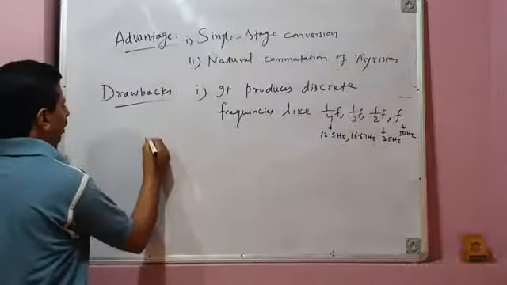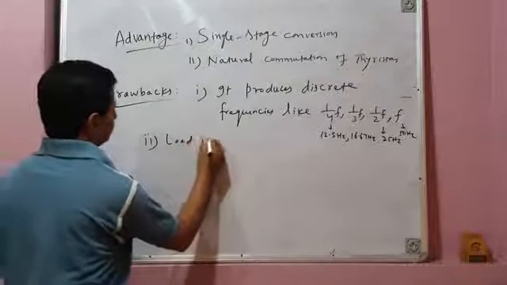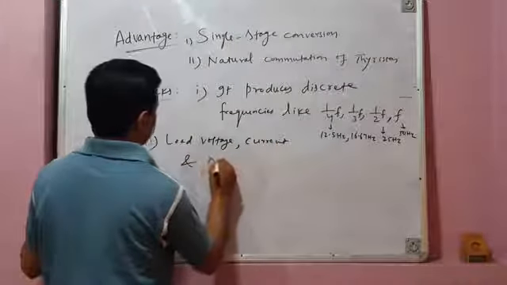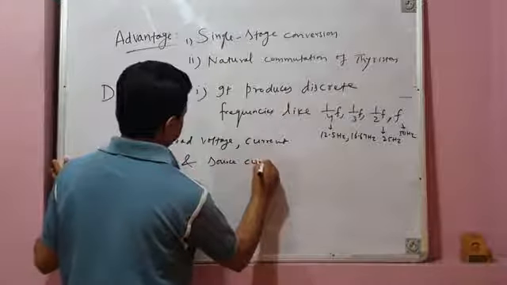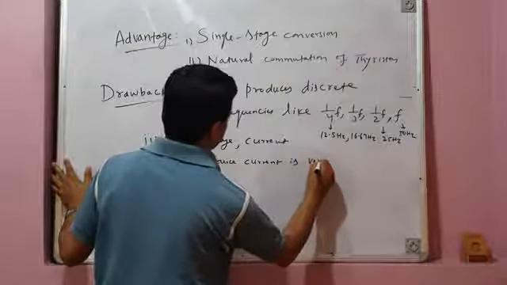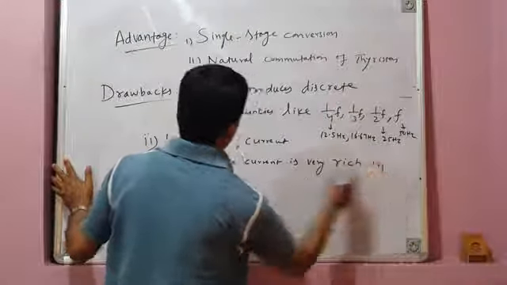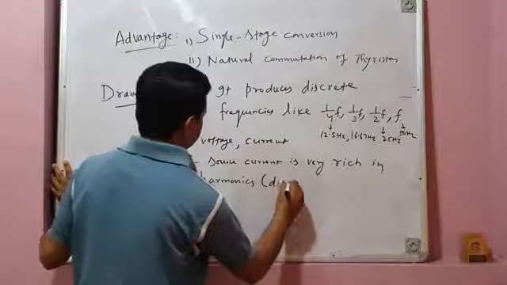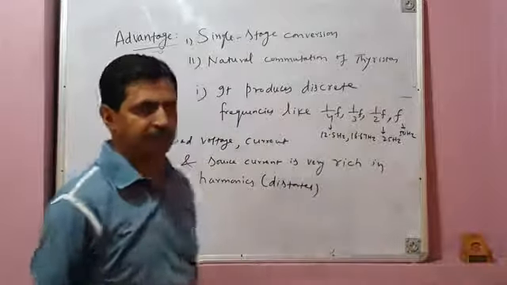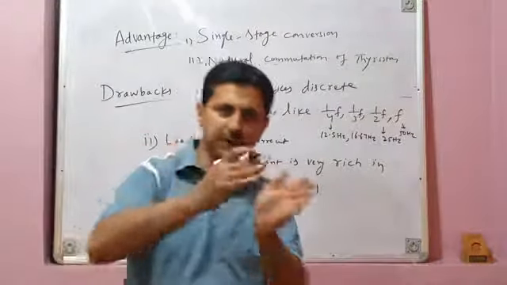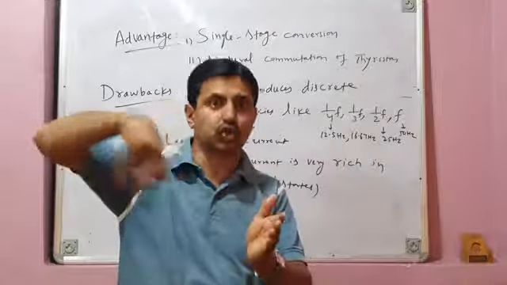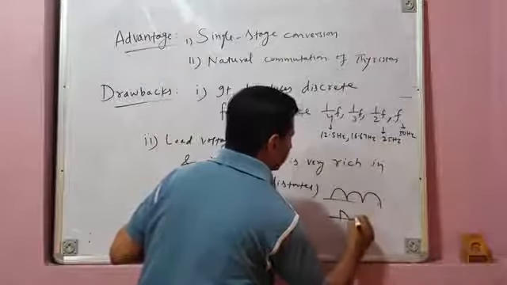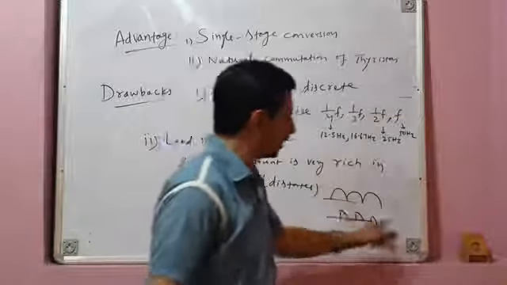Okay. And second drawback is that load voltage, load current, and source current are very rich in harmonics. Very rich in harmonics. That means it is distorted. Your load voltage, which you have just now seen through waveforms, is not a pure sinusoid. It comprises a few positive half segments and a few negative half segments. And those segments are also chopped. They are not sinusoidal segments. It is something like this: chopped for the positive half cycle and similarly for the negative half cycle.